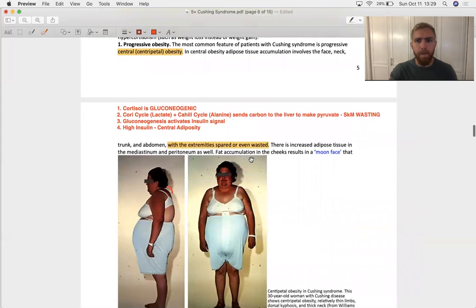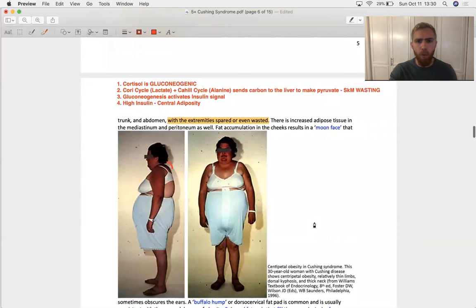Centripetal obesity, most common symptom. Why do you get fat? Because cortisol is gluconeogenic. So gluconeogenesis, remember, when you run out of blood glucose, your liver will make more using pyruvate as the main substrate and drawing from blood lactate and blood alanine in order to make pyruvate whenever it runs out of its own glycogen stores. So because you're making all this glucose and putting it into the blood, well, what happens next? Your pancreas sees that glucose and you get an insulin signal. So the insulin signal drives excess glucose into skeletal muscle and into fat. And the insulin going into adipose tissue causes this truncal obesity.